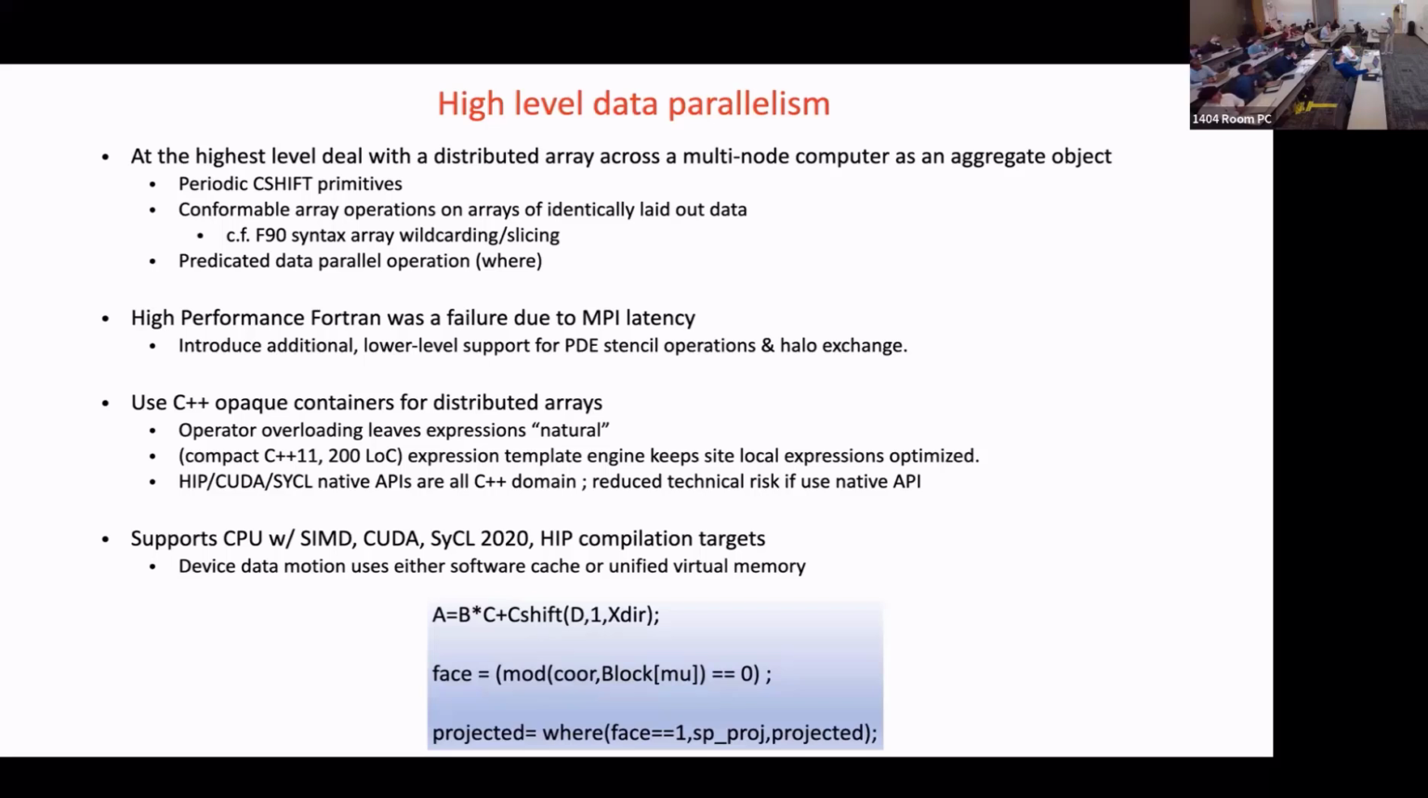Okay, and we support CPU with SIMD across a range of architectures, CUDA, SYCL 2020, and HIP compilation targets. The whole point is you can write legal statements like A equals B star C plus C shift of D in the X direction by 1, for example. You can pick a predicate variable with modular arithmetic. This is something we use in EDHMC, for example, or actually I used this in the multigrid operator calculation. And you can use a where statement, where face is equal to 1, take this, else that, for example.